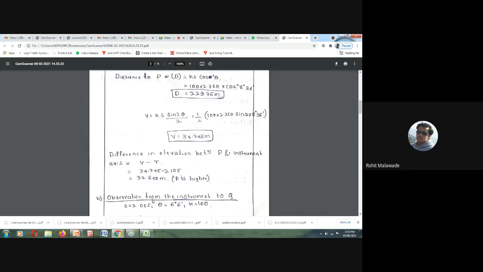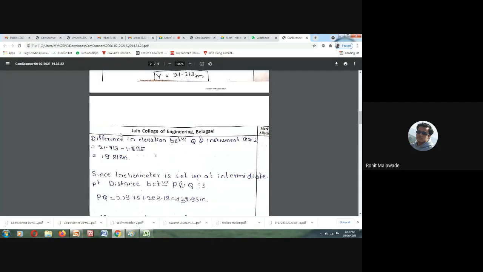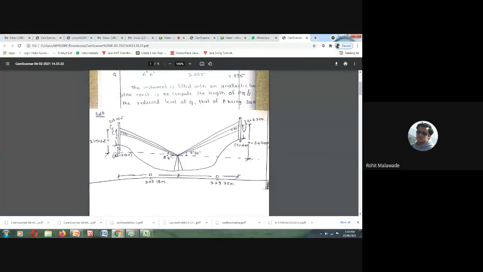So here, we are going to do 21.713, which is your V value, minus R. R is 1.895, so we are going to get the height of Q from your instrumental axis. From this to this, the difference is 19.818 meters. So we have got the height of this Q from the line of sight. We already have determined it.